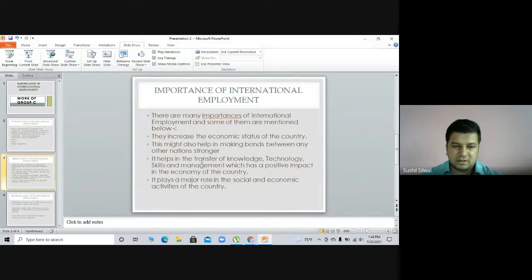And finally, the next one, you can see there is social and economic activities for the country. So it plays a major role so that there will be social and economic activities for the country, that they can be integrated, they can be combined, social activities and economic activities, because of international employment.